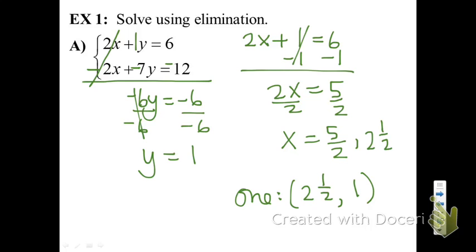Once you have the solution, you do want to check it in both the top and the bottom to make sure that it is accurate. We did that in class, and it did turn out to be accurate.